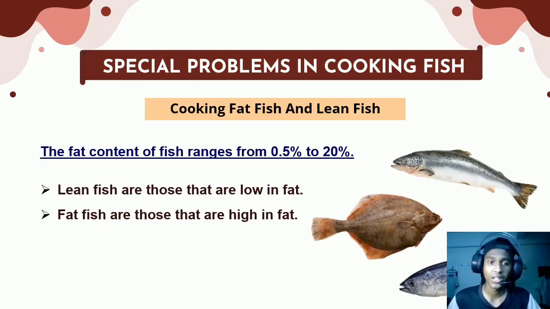Okay, so cooking fat fish and lean fish. So the fat content of fish ranges from 0.5% to 20%. So lean fish are those that are low in fat, and fat fish are those that are high in fat. And this can also be observed from the size and shape of the fish.